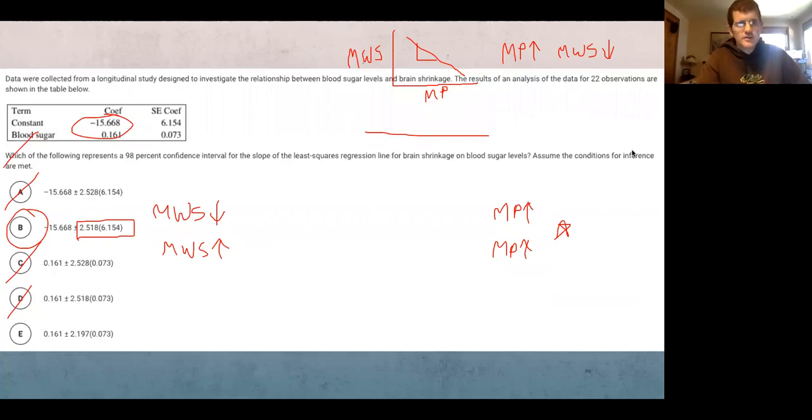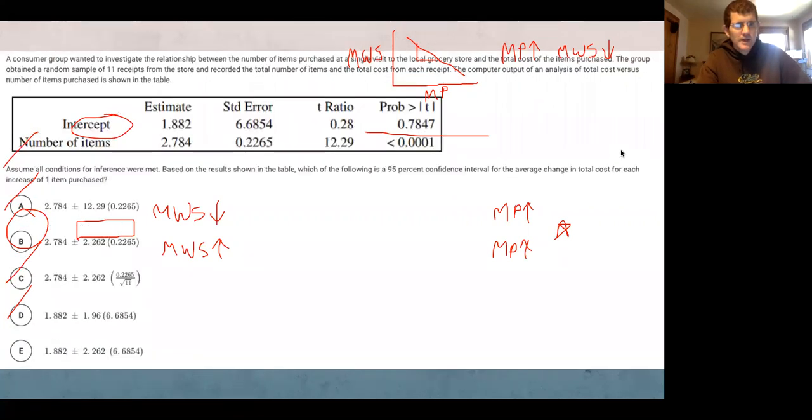I'm going to skip this one because it doesn't really add any new understanding. So you can look through that one later. And this one too.